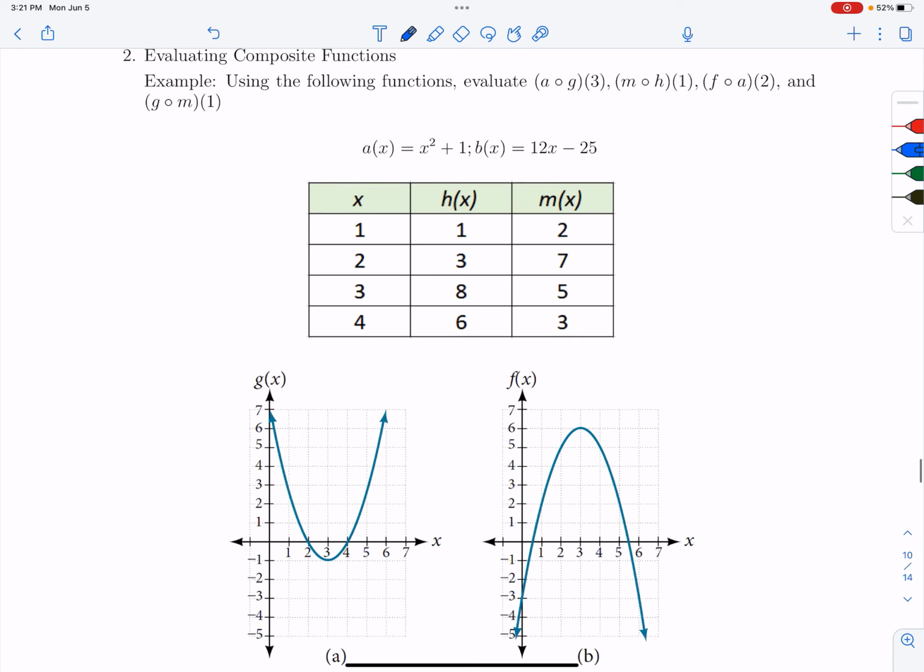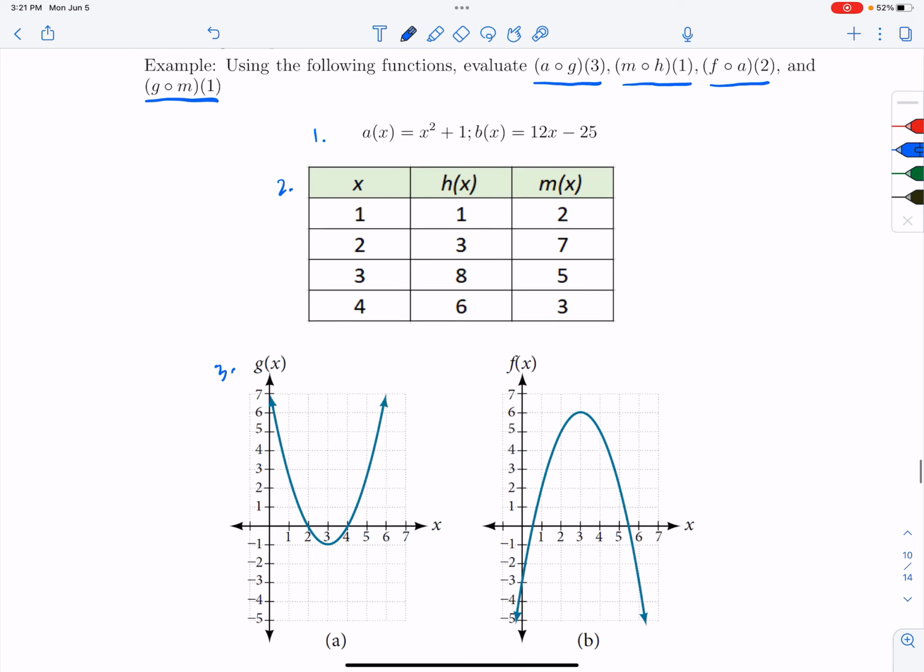What we have here are three depictions of two separate functions. Why don't I number these so it's easier to follow along. Using the following functions, evaluate a of g of 3, m of h of 1, f of a of 2, and g of m of 1. We have 6 functions here. 2 of them are written as equations, 2 of them are written in a table, and then we have 2 functions as graphs.